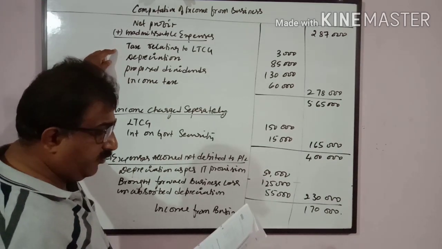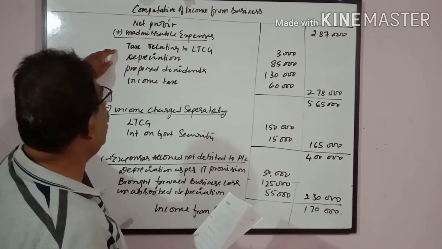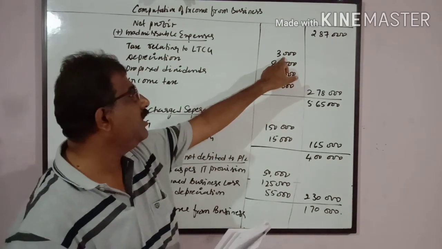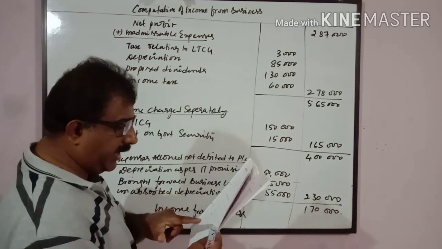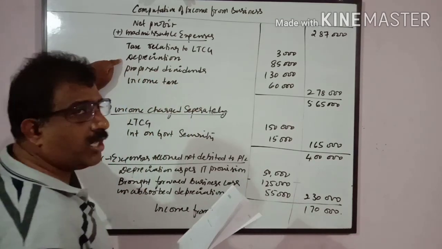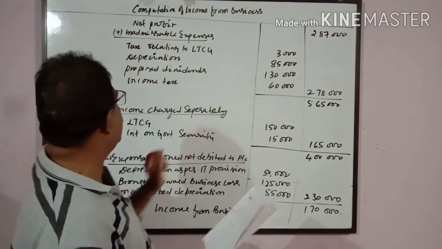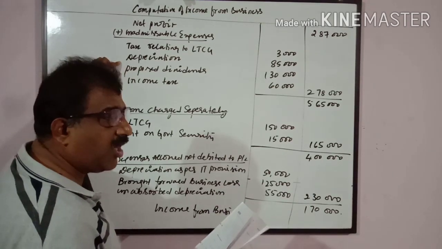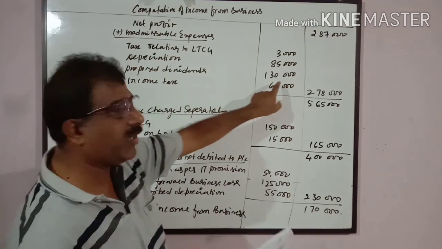Here, cost of goods sold is of course business expenditure. Tax relating to LTCG, long-term capital gain, is not a business expenditure, so add it back to the profit. Depreciation 85,000 is charged here, but what is allowed under the Act is 50,000, so whatever I charged, I will add back to the profit in the first instance. Depreciation 85,000. Proposed dividends, any dividends, provisions, reserves, are inadmissible. Proposed dividends 1,30,000.